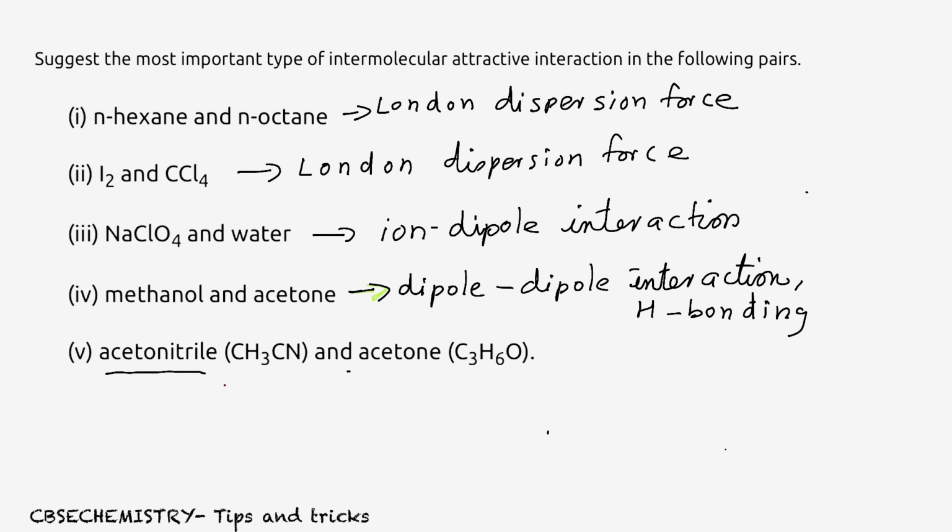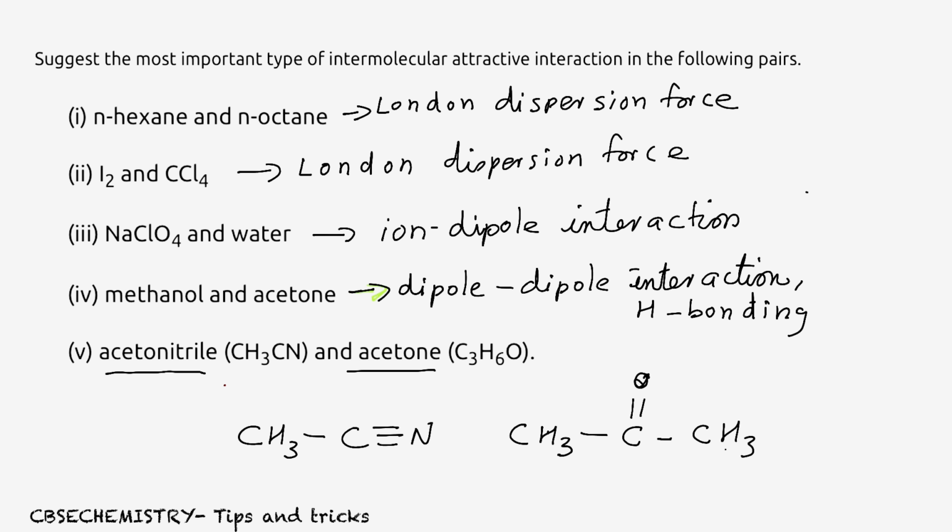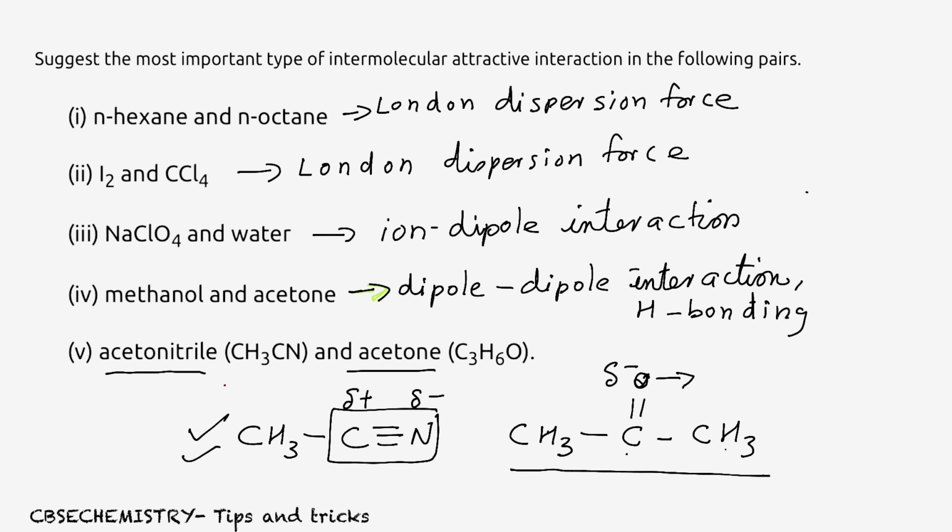Acetonitrile and acetone, right? What is acetonitrile? This is the structure, right? And you already know what is acetone, this one. Now, if you check this particular bond, nitrogen, comparing with carbon, is highly electronegative. So carbon becomes positive, nitrogen becomes partially negative. It will act as a dipole. Same thing, right? Oxygen is highly electronegative. It becomes partially negative. Carbon becomes partially positive. It also acts as a dipole.